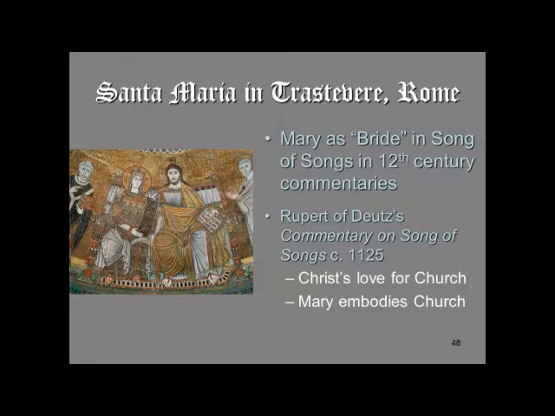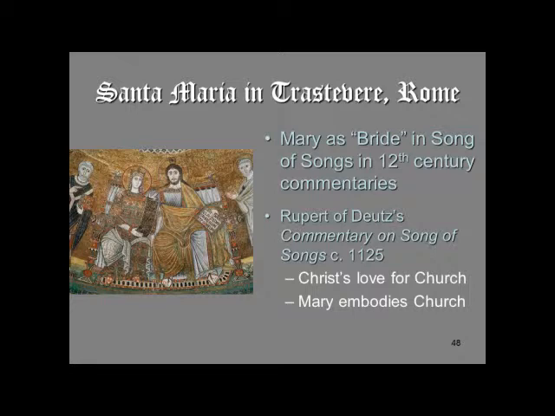And because Mary was symbolically identified with the church, this idea of Mary as the bride of the Song of Solomon comes into being. So the first place we know about it is Rupert of Deutz's commentary on the Song of Songs, which is around 1125.